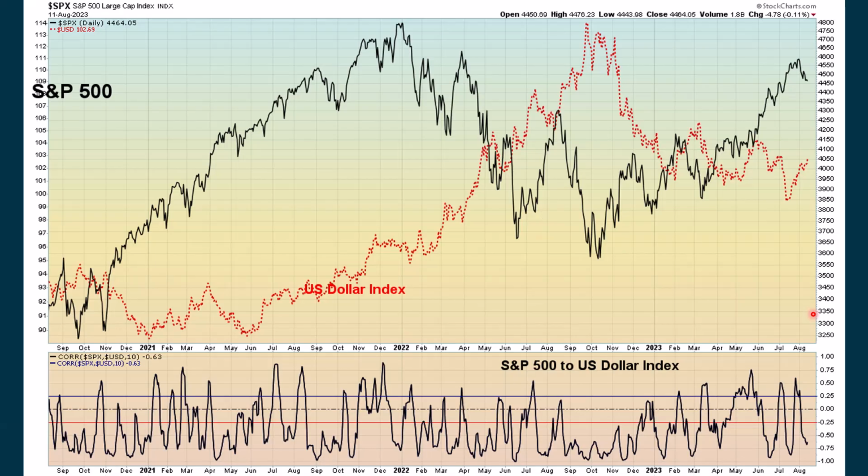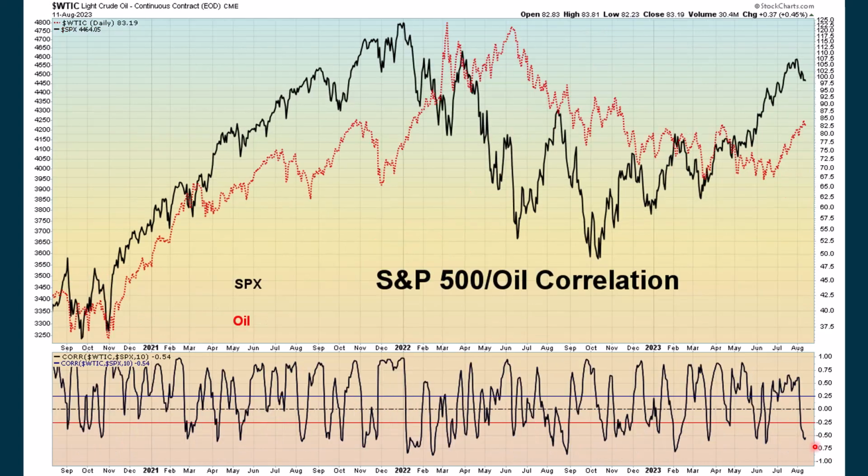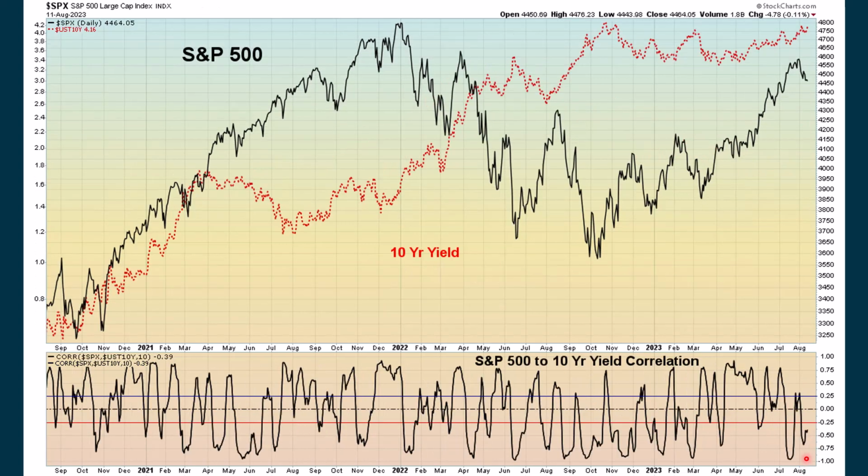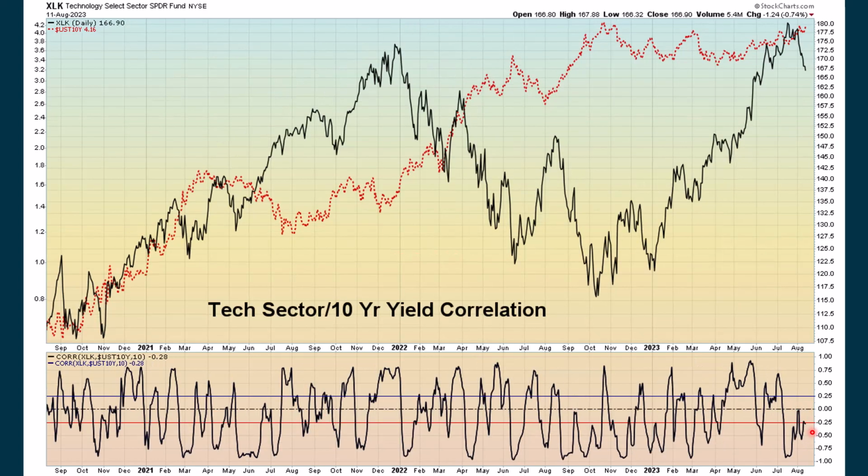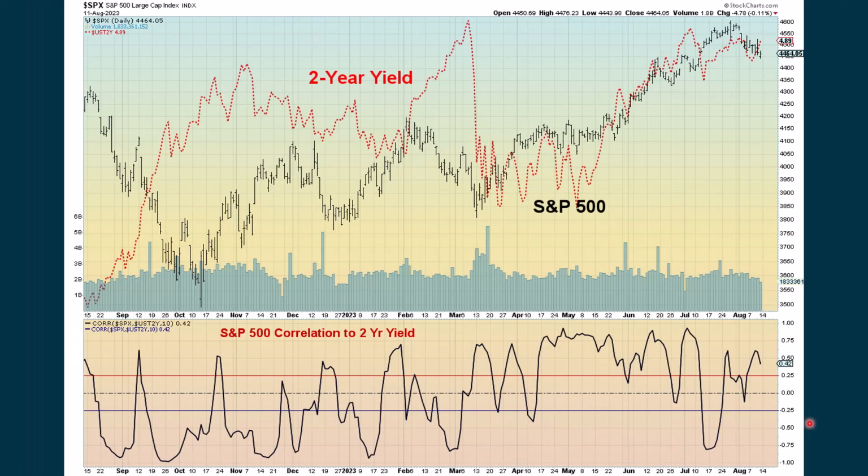We look at the S&P 500 compared to the dollar. They're having a tendency to go in opposite directions. Then we look at the S&P 500 to oil, also going in opposite directions. The S&P to the 10-year yield also slightly going in opposite directions. The tech sector to the 10-year yield, they're pretty much neutral. When we're at minus 0.25 to plus 0.25, I consider that to be neutral. We look at the S&P 500 to the 2-year yield, where they had been going in the same direction. We're seeing that relationship weaken slightly.